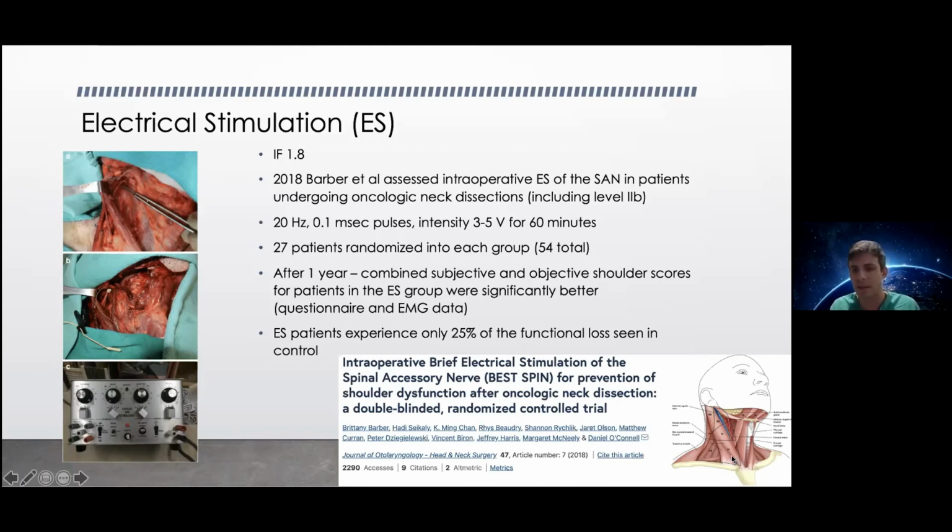I think I listed out here what the 2B was, and you can see it's right next to the spinal accessory nerve down here. I don't know if you can see my cursor, but there's the 2B dissection. These are all the levels of neck dissection.